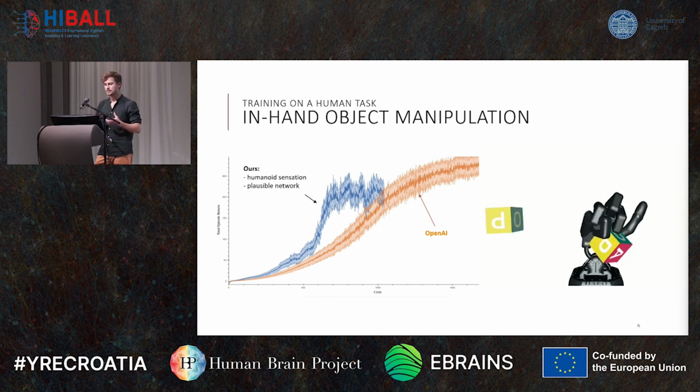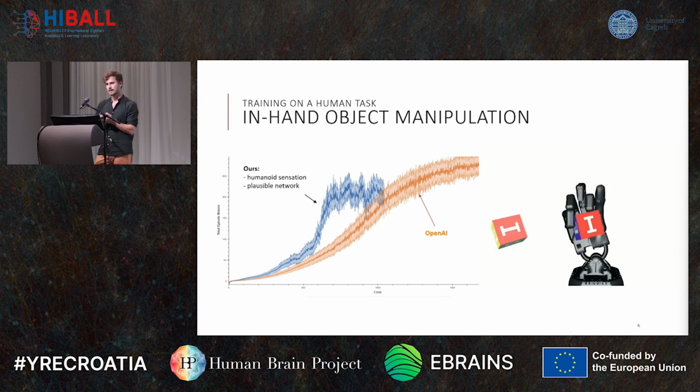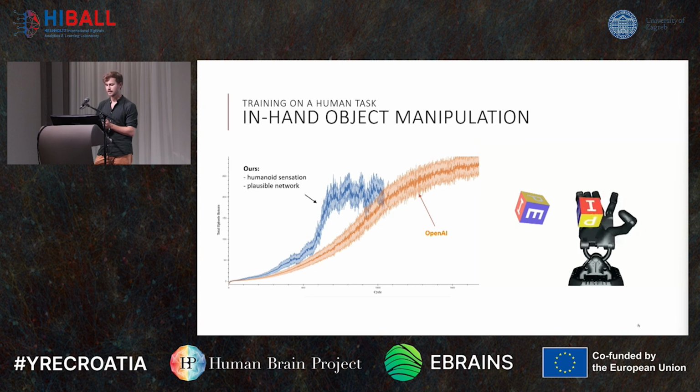Now, training this model results in the learning graph that you see on this slide here. On the x-axis here you have training time, and on the y-axis accumulated reward over an average episode. And as you can see, our own model in blue here, despite using only humanoid sensation and a plausible network architecture, is able to be very competitive with the state-of-the-art in AI, which is depicted in orange here.